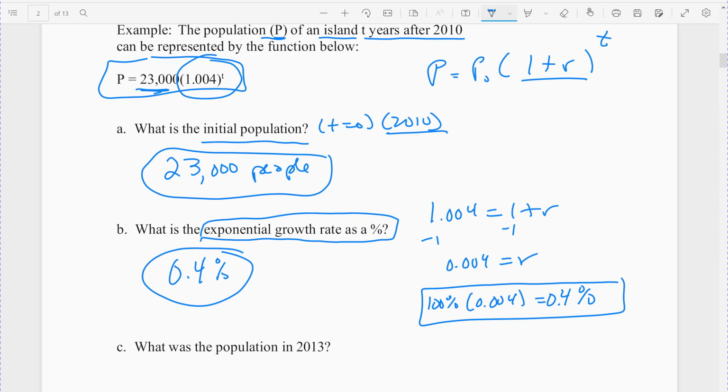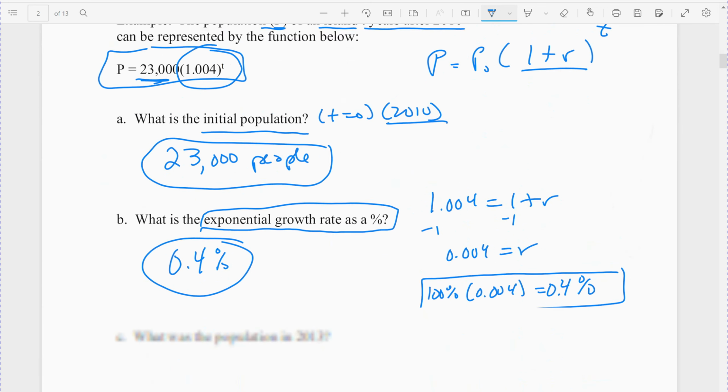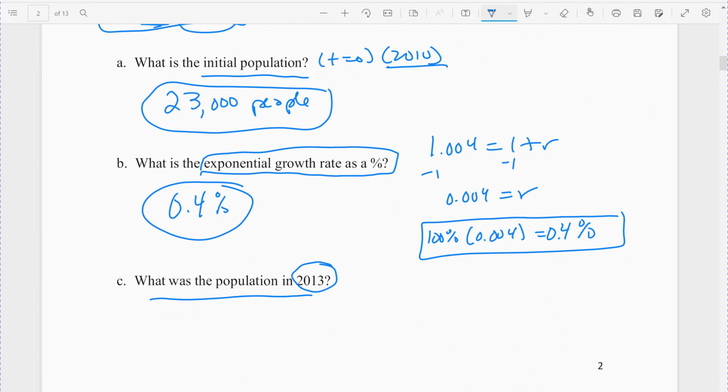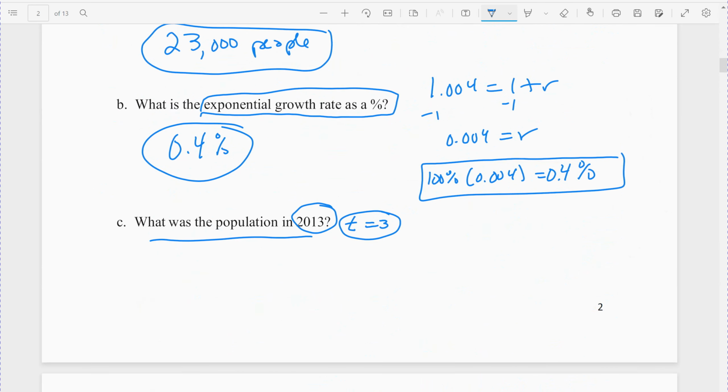Then the next question is, what is the population in 2003? Remember, we don't plug 2003 in. Time is the years after 2010, which means time is 3. So that's the time we're going to plug in, and it's in years. The percent is also in years, 0.4% is my percentage. So we take our population, 23,000 times 1.004 raised to the 3.